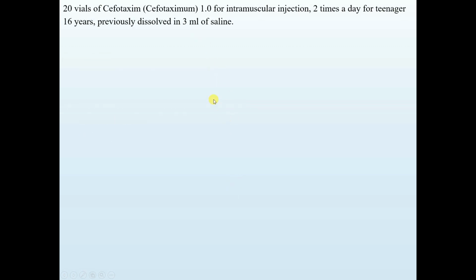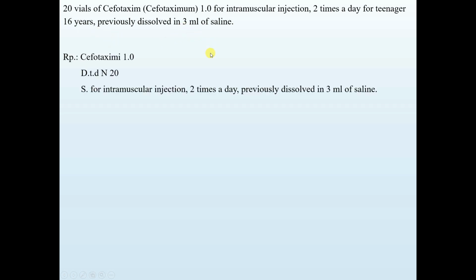And the last example for today is 20 vials of cefotaxime or cefotaximum 1.0 for intramuscular injection 2 times a day for teenagers 16 years, previously dissolved in 3 milliliters of saline. This is also very easy. It simply shows the example how you may prescribe vials.